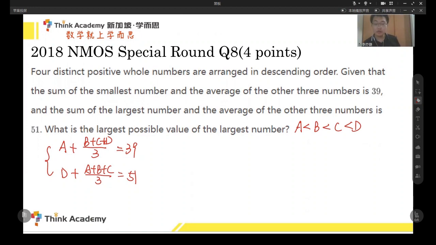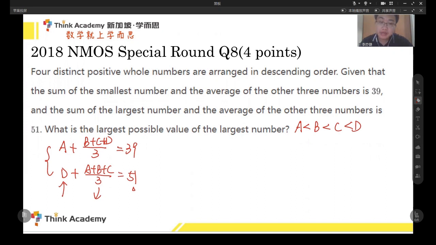First of all, how do we make the largest number as large as possible? We have that the sum is nearly determined, right? We know this is 51, so to make D the largest, we should make A, B, C as small as possible. So first of all, we determine the direction: D should be the largest and A, B, C should be as small as possible. But how can it be?